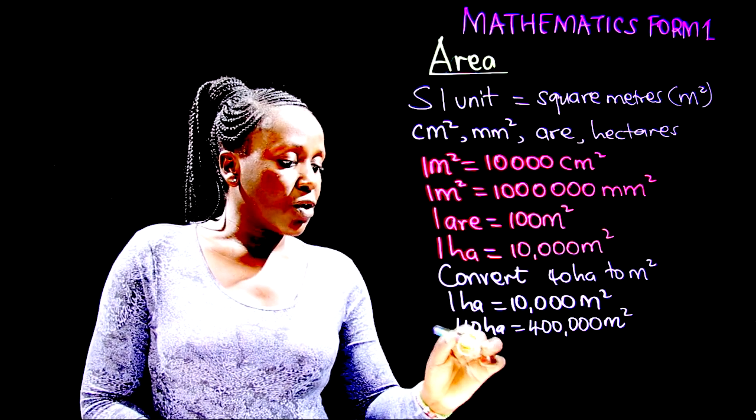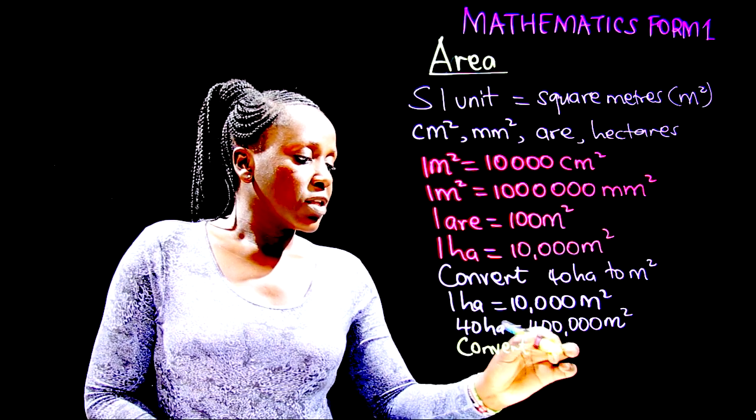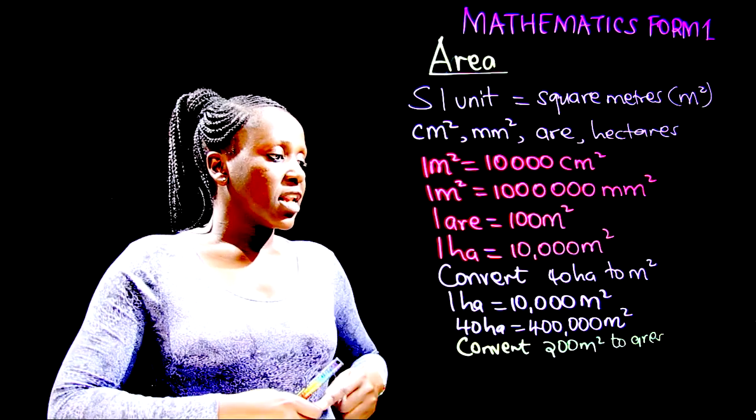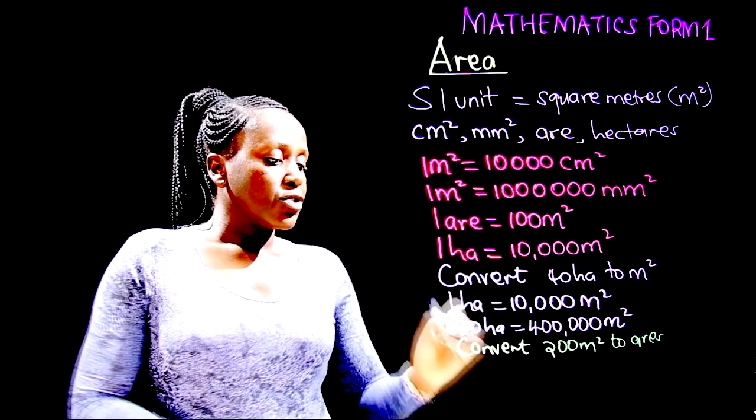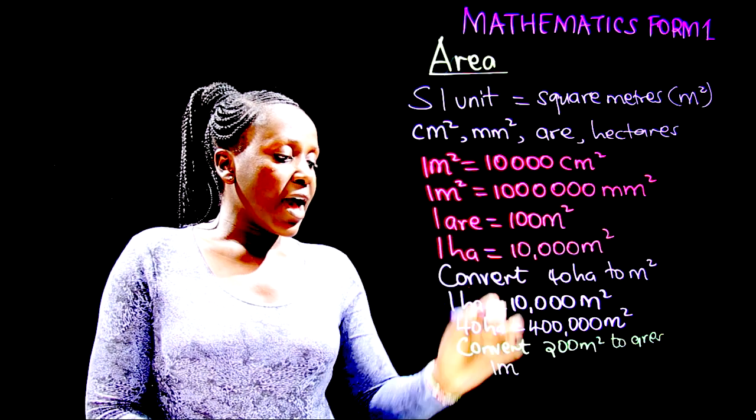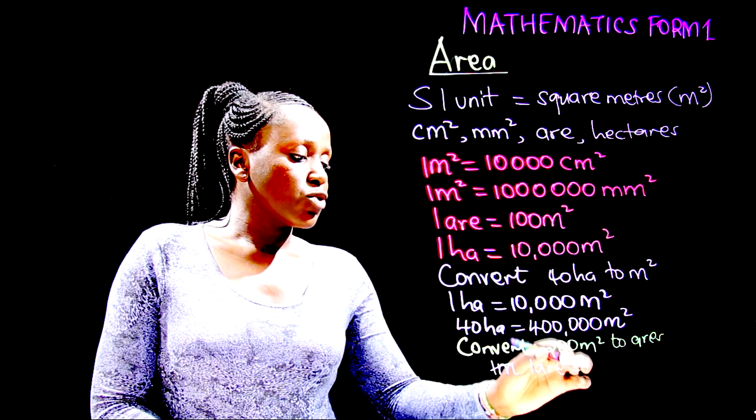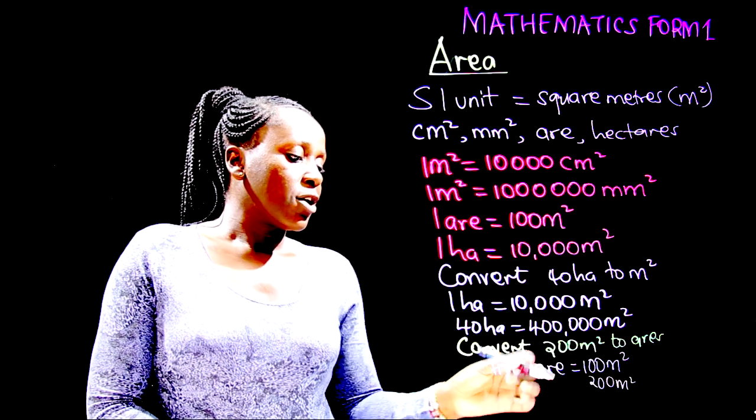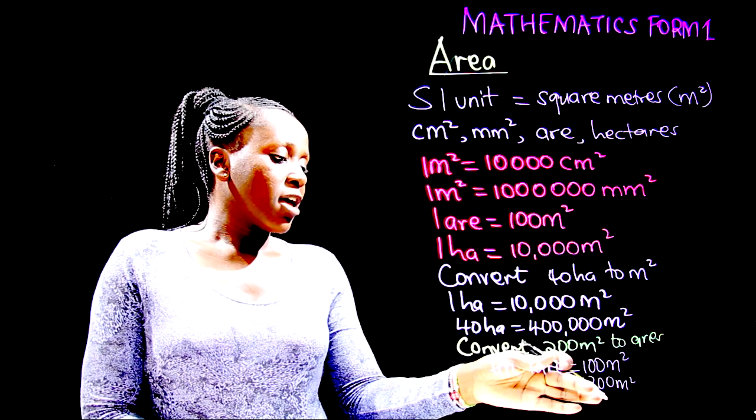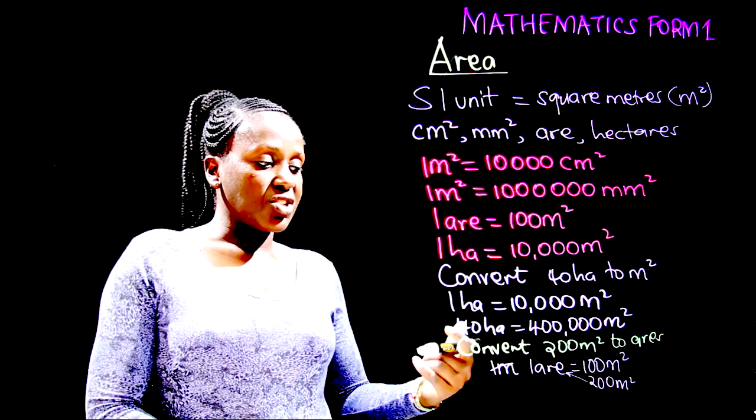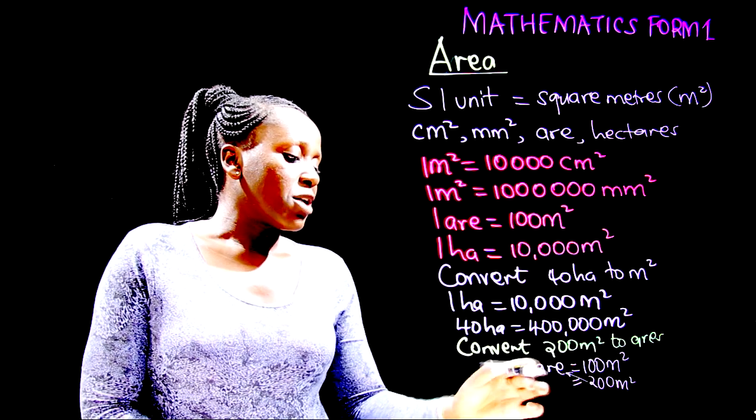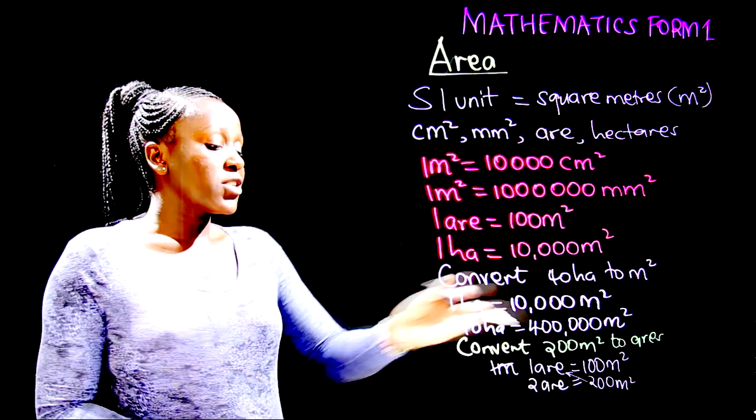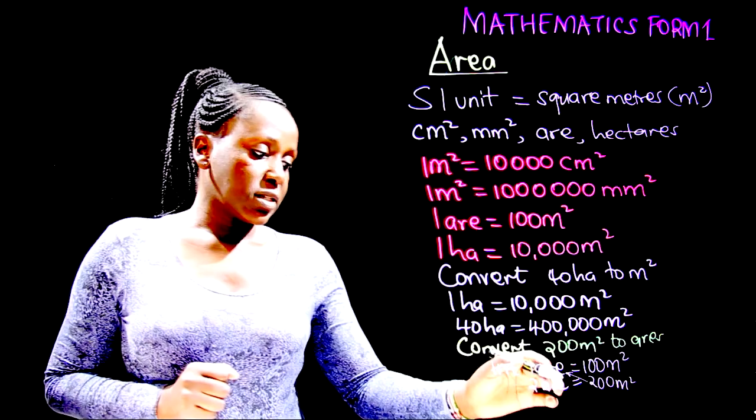Let us try another conversion. Here we're going to convert 200 meters squared to ares. So what is the relationship between are and meter squared? 1 are is equal to 100 meters squared. So now we have 200 meters squared. In this case, you cross multiply 200 times 1 divided by 100. So 200 divided by 100 will be equal to 2 ares. So 200 meters squared will be equal to 2 ares.